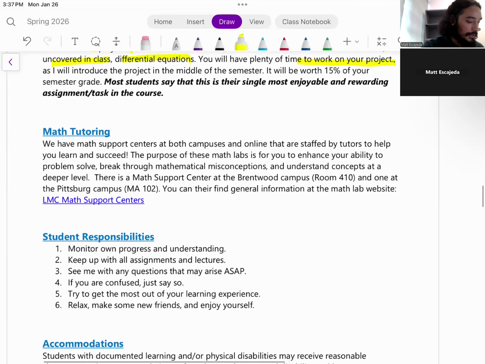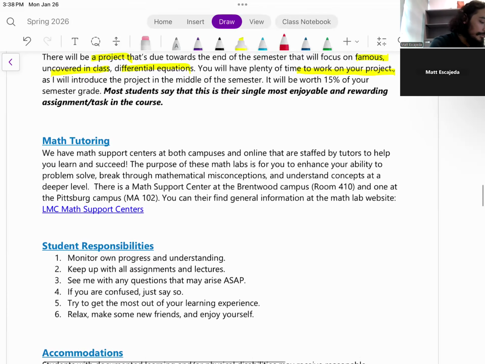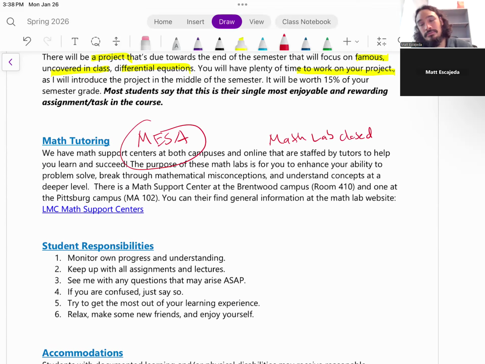Okay, so math tutoring. The main one for our campus is going to be Mesa. The math lab is closed for now for bureaucratic reasons. So Mesa is the go-to. Other than that, it's just my office hours. It's a little rough this semester, budget's been pretty tight. But Mesa's your best shot. The math lab's closed for now, or kind of my office hours.